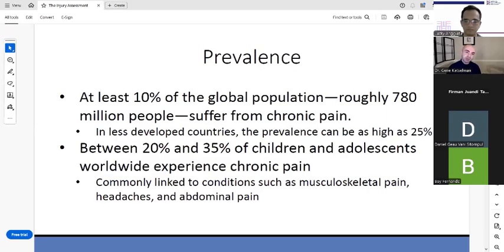In terms of prevalence of pain, at least 10% of the global population, roughly 780 million people, suffer from chronic pain. That's pain that's been going on beyond the time of normal tissue healing. In less developed countries, the prevalence can be as high as 25%, so 1 out of every 4 people there have persistent pain. Between 20 and 35% of children and adolescents worldwide experience chronic pain, commonly linked to conditions such as musculoskeletal pain, headaches, and abdominal pain.